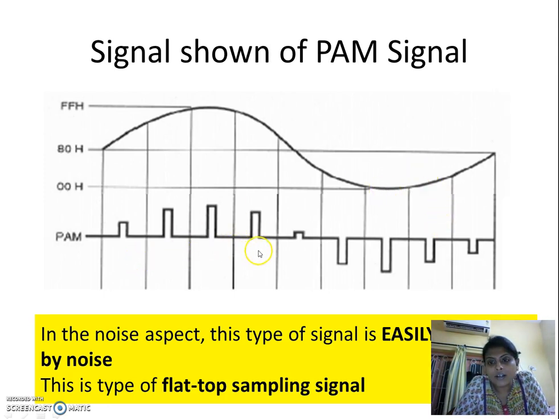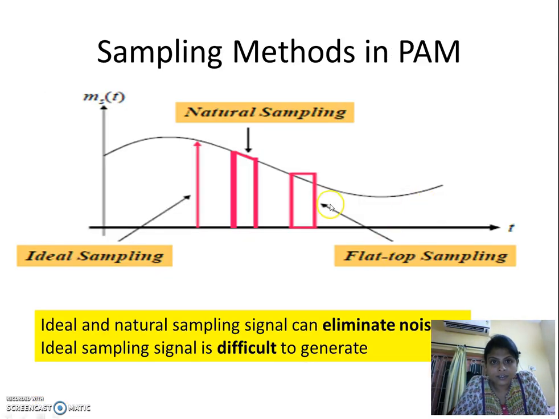This is the case of flat top sampling. Here the three techniques are shown. This is the ideal sampling, where the modulating signal is sampled at an instant. Here the samples have finite width and their top is following the shape of the modulating signal. This is called natural sampling. In case of flat top sampling, it is holding the highest value and the top is flat. Therefore, it is more immune to noise.